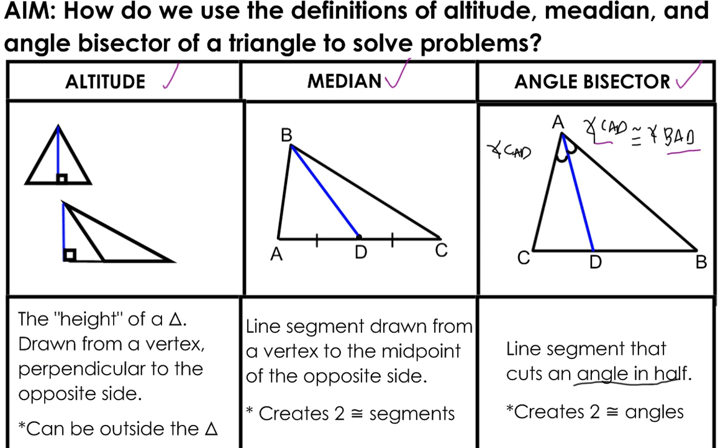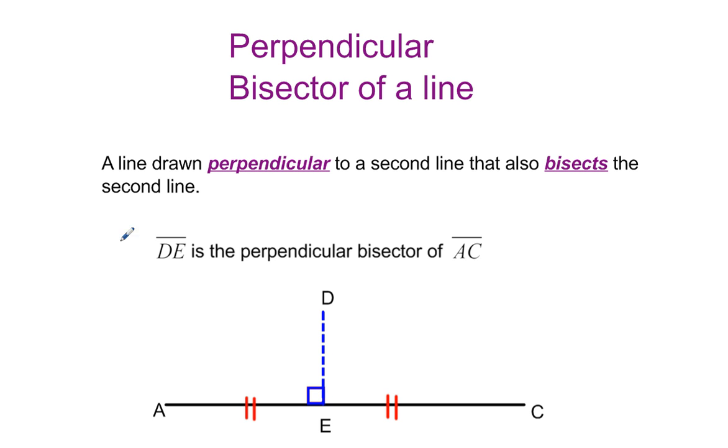Okay, the last thing we're going to do is define a perpendicular bisector. So a perpendicular bisector is a line drawn perpendicular to a second line that also bisects the second line. To bisect means to do what? To bisect means to cut into two equal parts. And this, of course, is in the definition section of your binder. Perpendicular, we know what that is. And how do we denote that DE is a perpendicular bisector of AC?